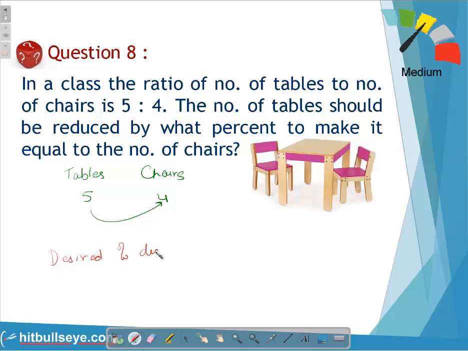So here the desired percentage decrease in tables is equal to 1 for every 5. So the percentage becomes 20%. Right? Let us see one more question.